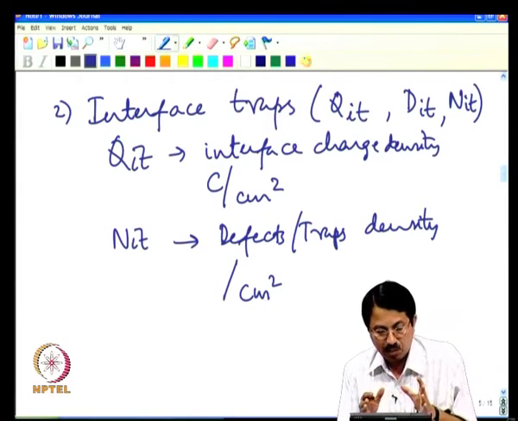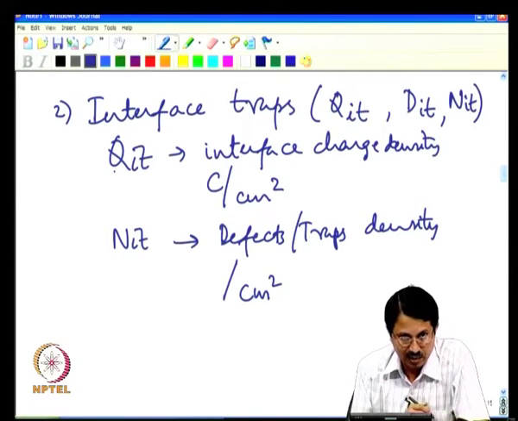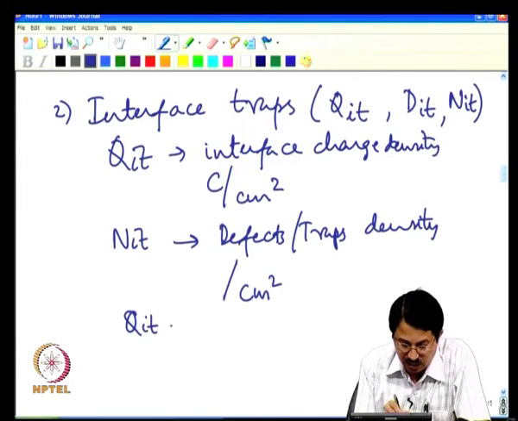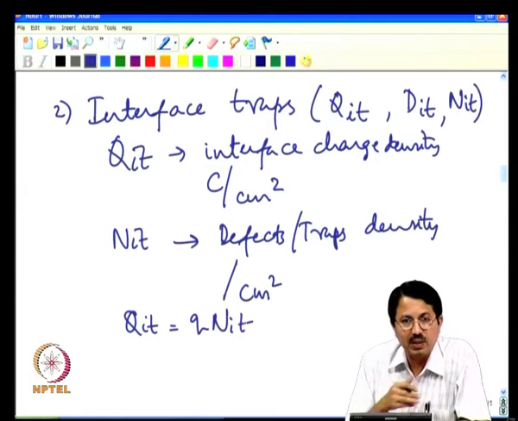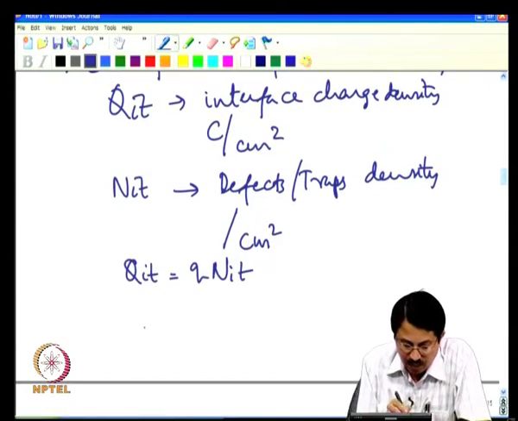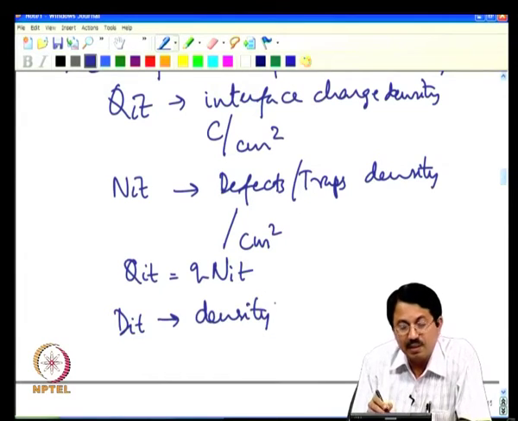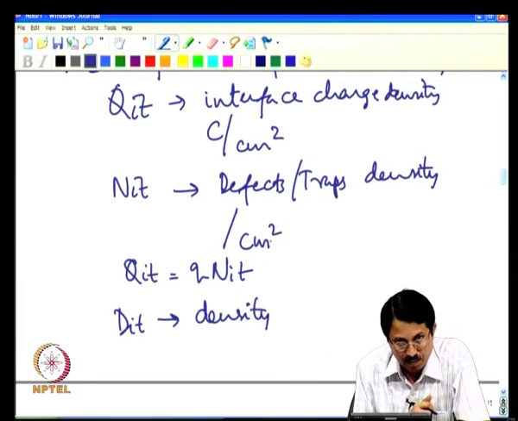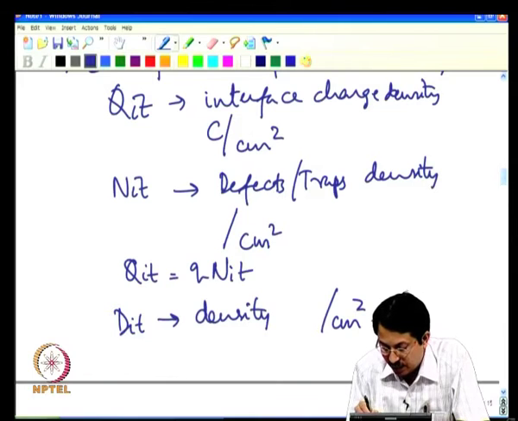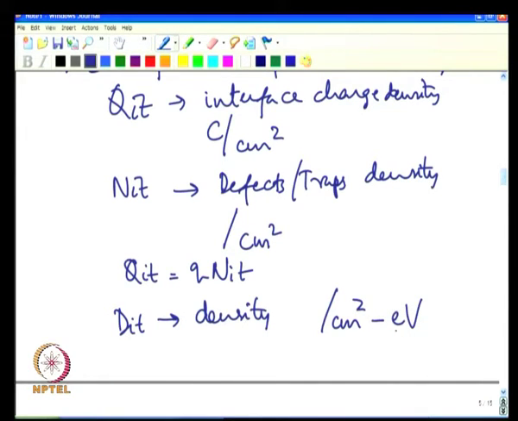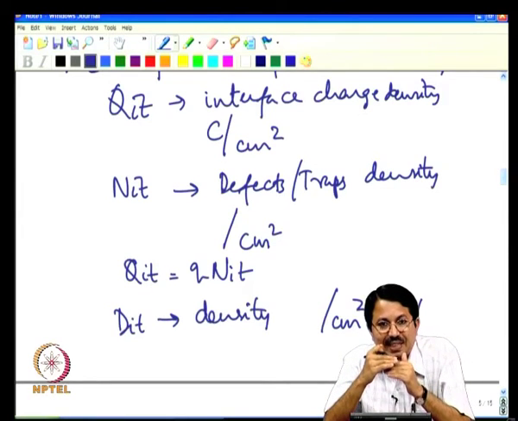So there is no charge here. You multiply NIT with Q, you get QIT. So that is QIT is Q times NIT. You are converting it into charge. And DIT is something that is again a density, but its trap density is not just defined in terms of areal density, it is density in terms of area as well as per unit energy. It becomes clear in a minute what we mean by that. In other words, the unit of this is per centimeter square EV, and this EV is essentially what I meant. It really tells you per unit value of energy in the band gap, what is the density.